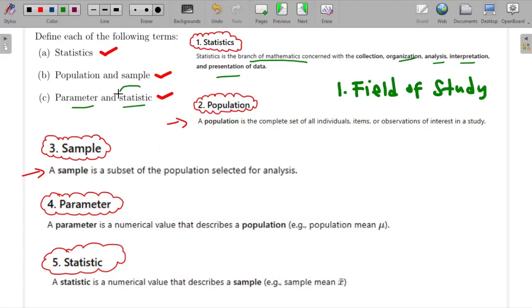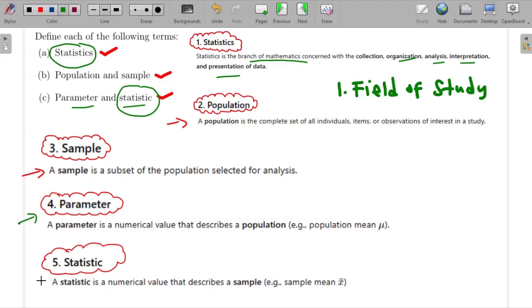Now notice that this is statistic without the S at the end. This is statistics. So these two are actually different. Most students don't get that. So what is a parameter? A parameter is a numerical value that is going to be telling us something about the population. So if I have this population and I find the mean of that population, we're going to be calling it a parameter. So a parameter is a numerical value that describes something about the population.